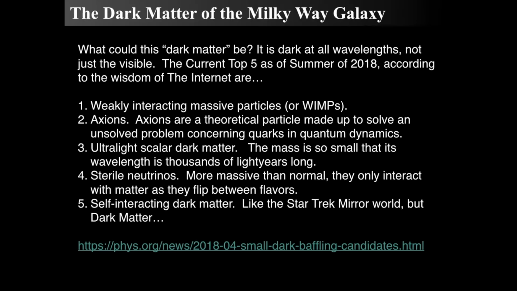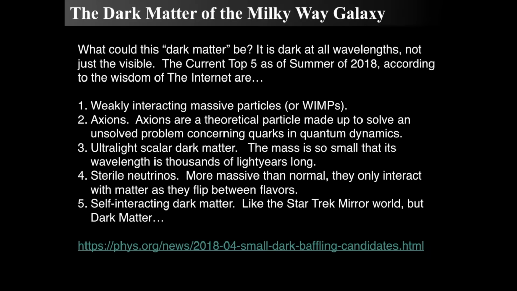Next is ultralight scalar dark matter, which is a really weird thing. This would be similar to axions, except their mass is so incredibly tiny, so insanely tiny, that their de Broglie wavelength would be thousands of light years long.